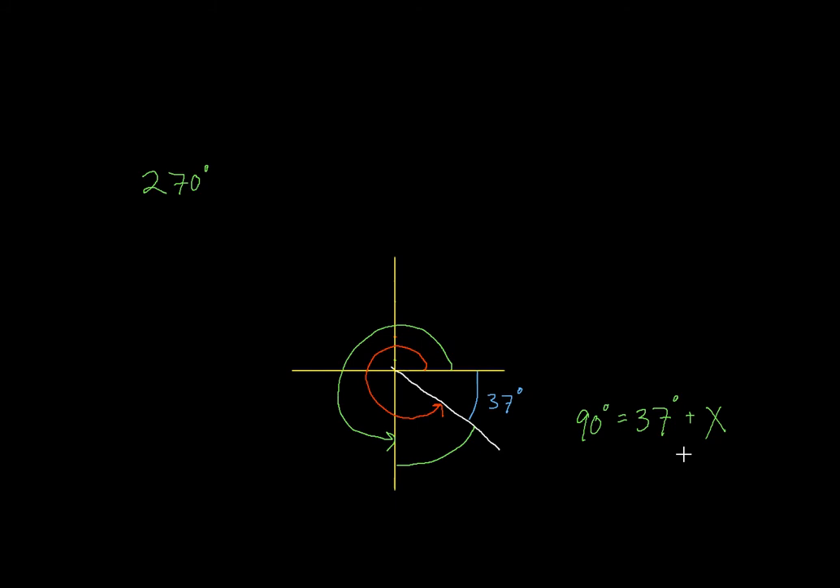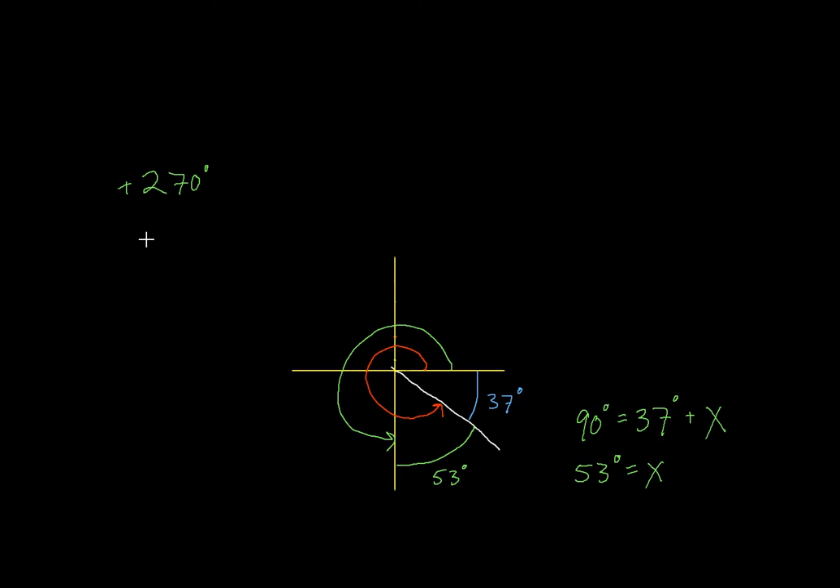And if we do just a little bit of math to get through there, we can actually figure out what that angle is going to be. So if we take 90 degrees and we subtract 37 degrees from it, we end up with 53 degrees that's left over. So that means in order to make this whole quadrant 90 degrees, this angle has to be 53 degrees.